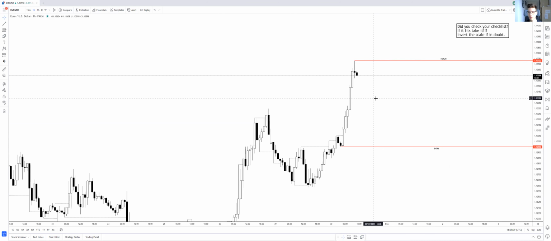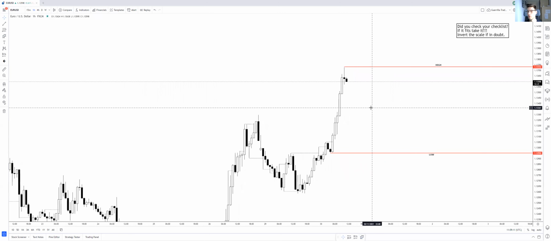So we need to see what happens, but currently the euro looks much better than the Aussie. I really like this impulse. I want to see a range because of this wick, and then I will look for a trade.